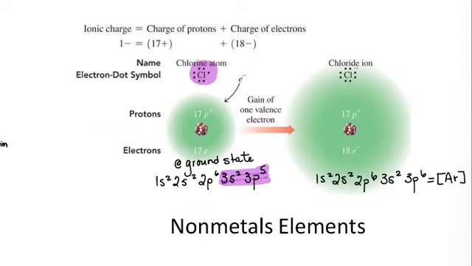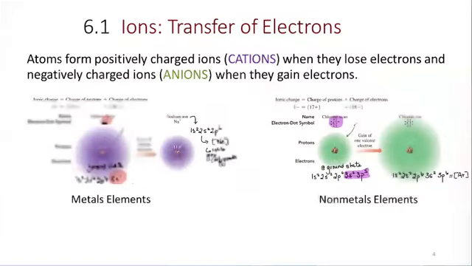Remember, you're trying to achieve these things at the atomic level, but you're not trying to just make yourself tired in the process. Any questions on how metals decide to become cations while nonmetals decide to become anions?